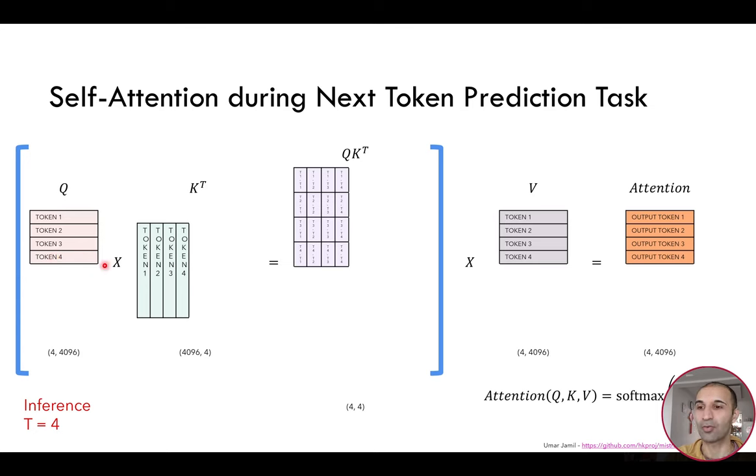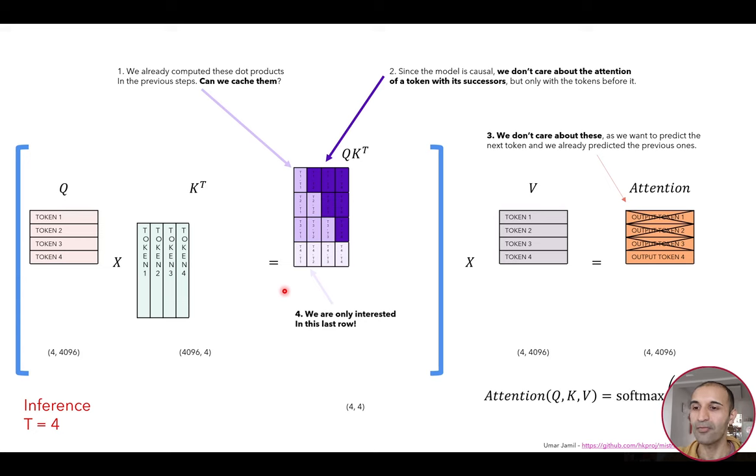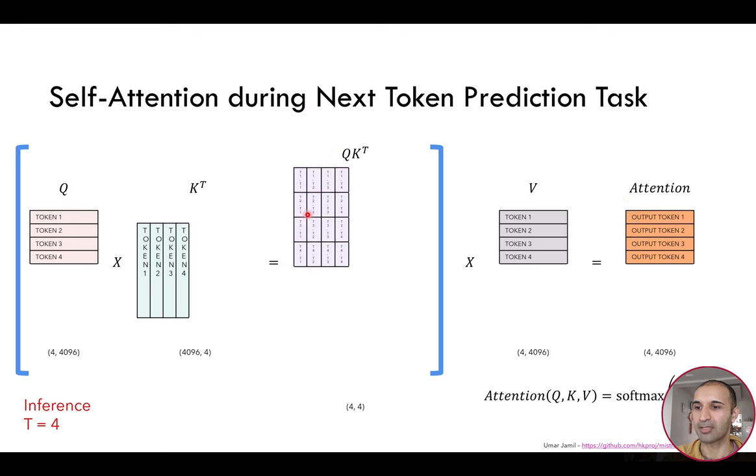But we already start to notice something, because first of all, in this matrix here, which is the result of the query multiplied by the transpose of the keys, we have a lot of dot products at each step that were already computed at the previous step. Let me show you. At the time step 4, we are computing all these dot products. As you can see, at the time step 3, we already computed these dot products, and at the time step 4, we are computing them again, as you can see, these dot products here.